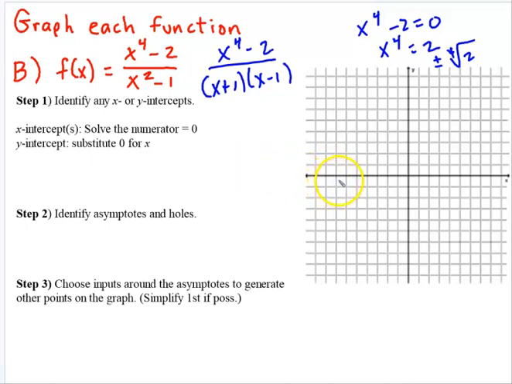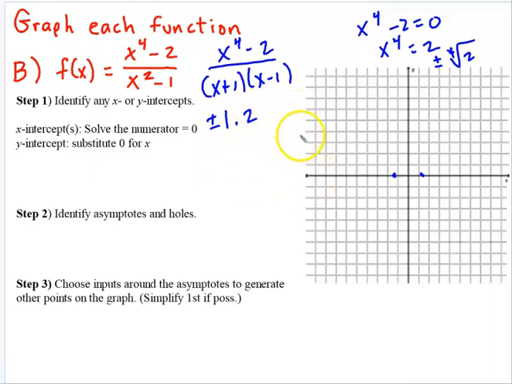Somebody got it? Is it 1.2? Okay, we'll say 1.2 plus or minus. All right, so let's just go ahead and estimate 1.2, negative 1.2. So we know we're going to be crossing x at those two places.